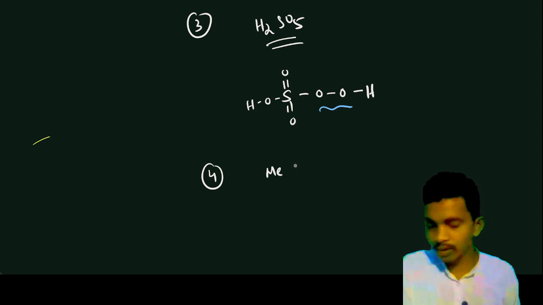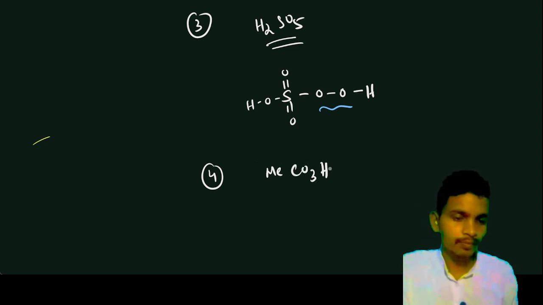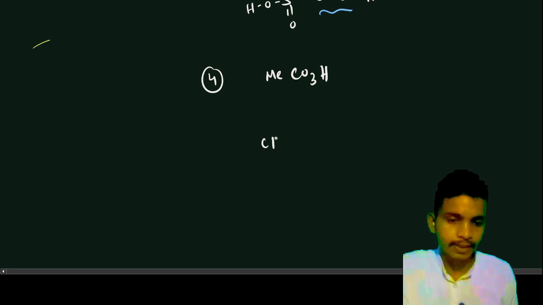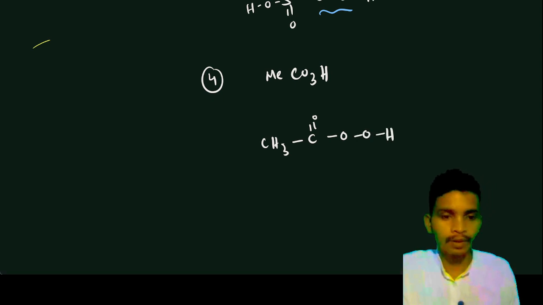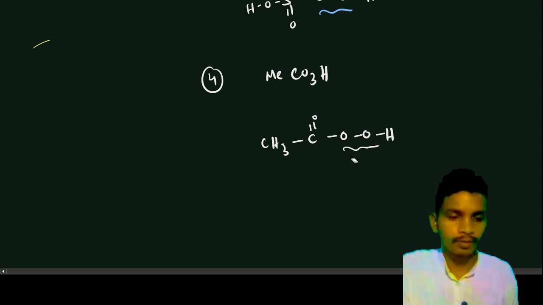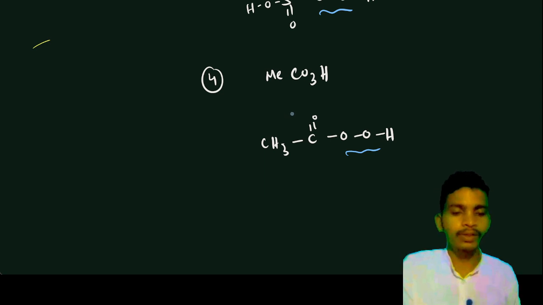MeCO3H, that is CH3CO3H. Here also we see benzoic acid, that is peracid. So MeCO3H is also used as the peracid in Baeyer-Villiger oxidations.